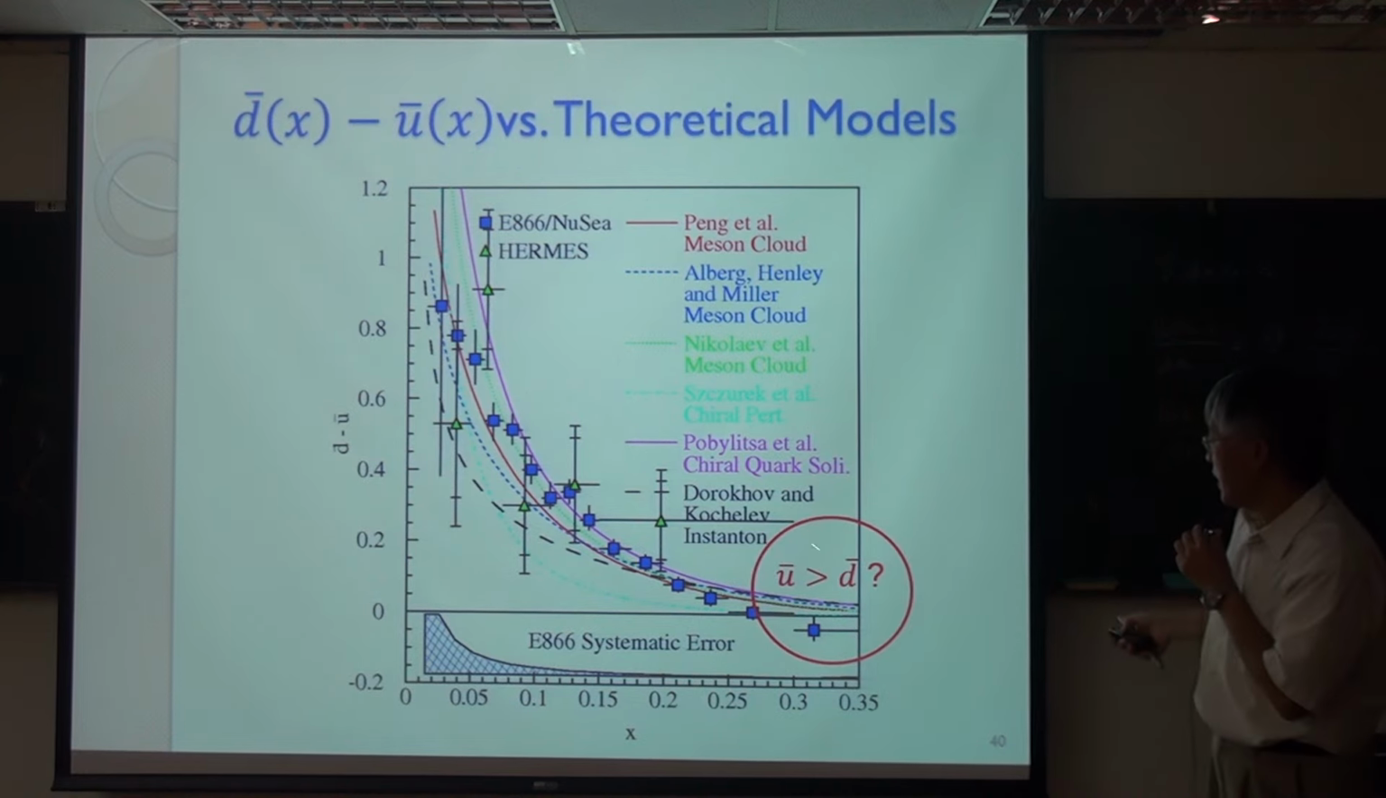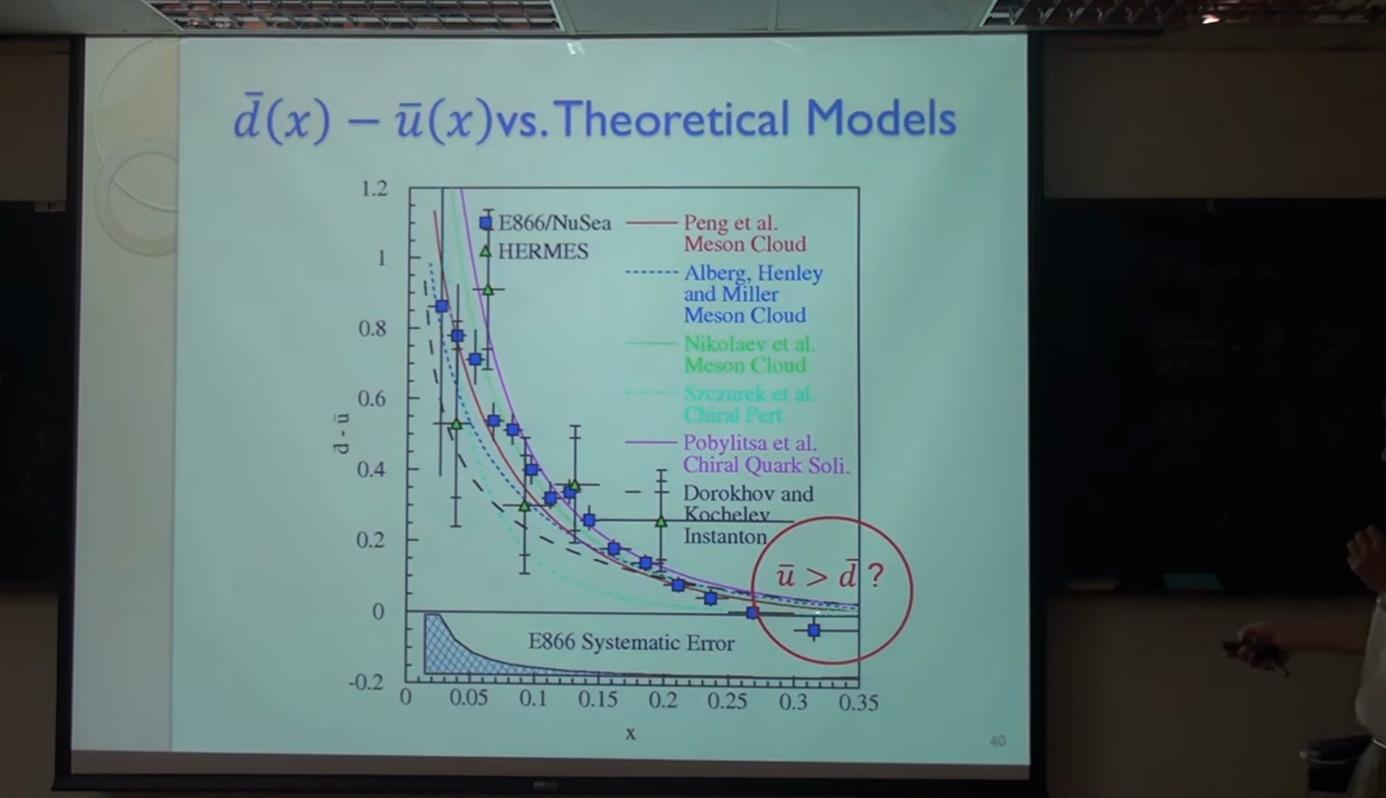Experimentally, there is one interesting point at large X, which shows that instead of D bar being greater than U bar, maybe on the very large X side, is there any possibility that U bar can be greater than D bar? That's the turnover of the whole story.